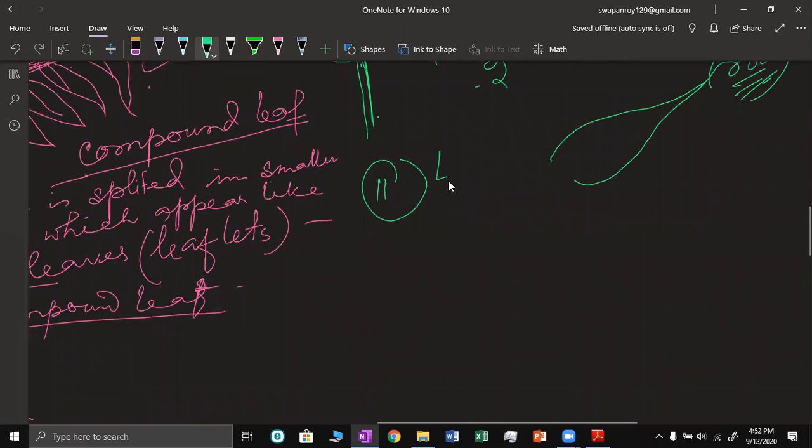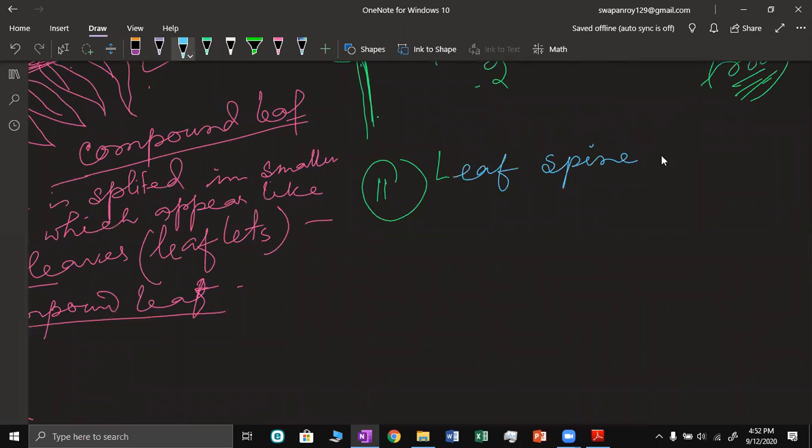Then next is the leaf spine. The spines are pointed structures. They are defensive organs.